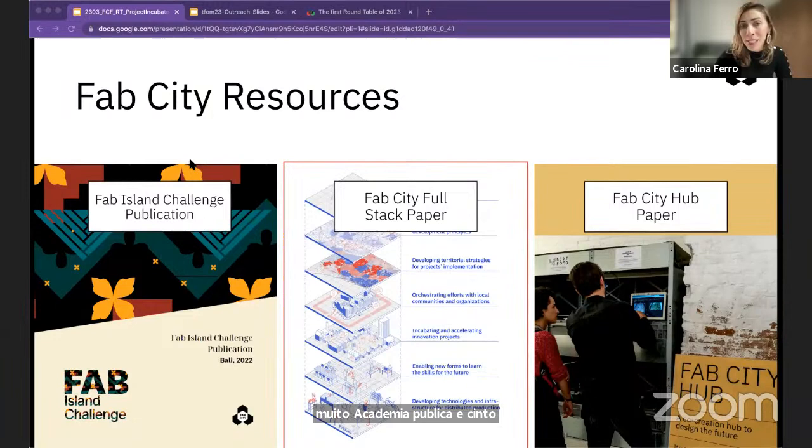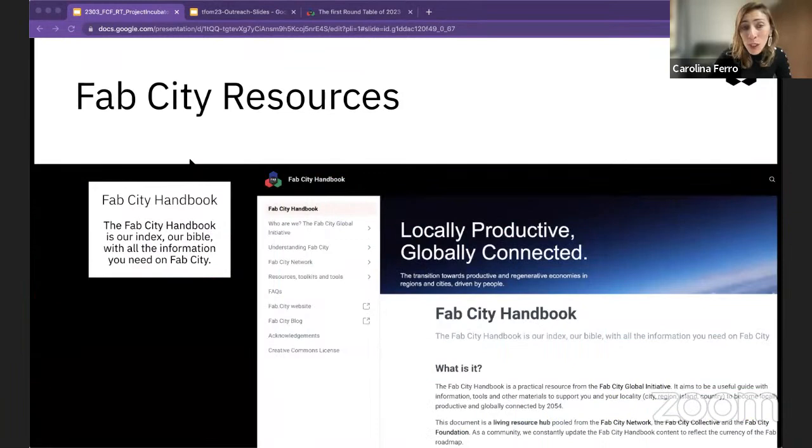All of these resources you will find on our web page. But mostly I would advise all of you to take a look at the Fab City handbook, because we call it our Bible, the index where you find all the information you need in Fab City. You will find these resources there for download. And you'll also find information about the collective, the network, the foundation, and toolkits from different projects and initiatives that we created that we think are important to support the implementation of the Fab City vision and mission.